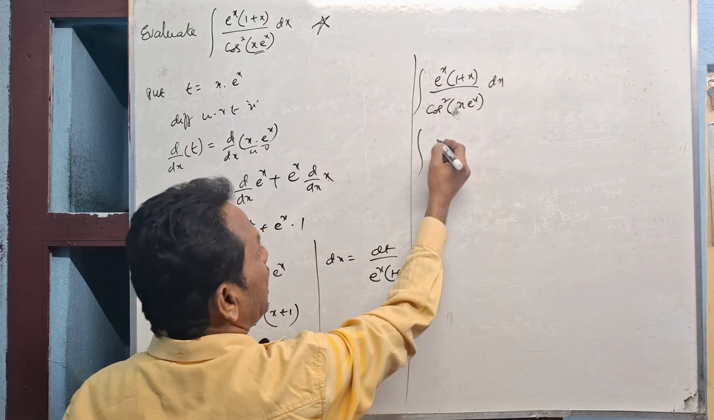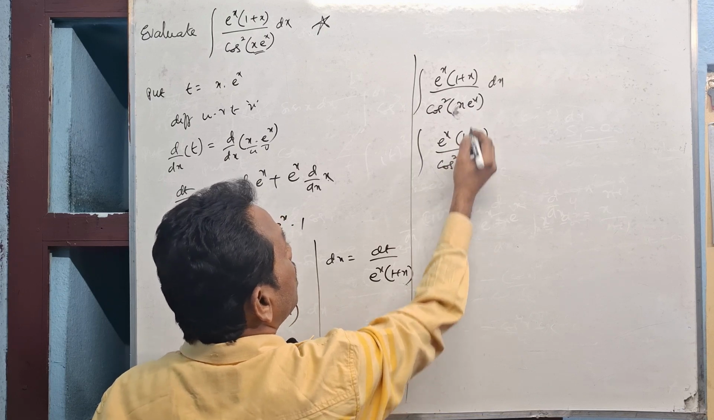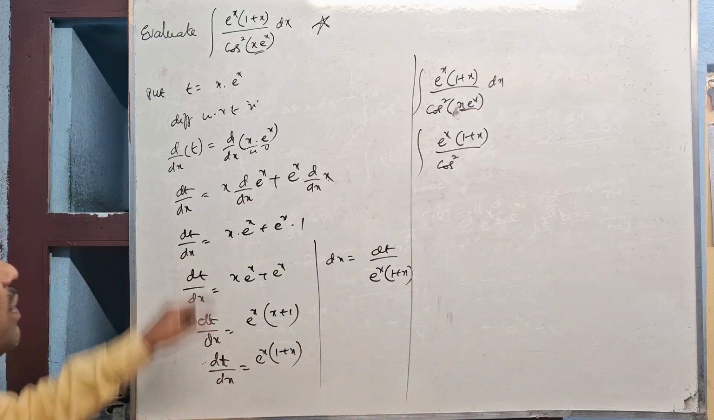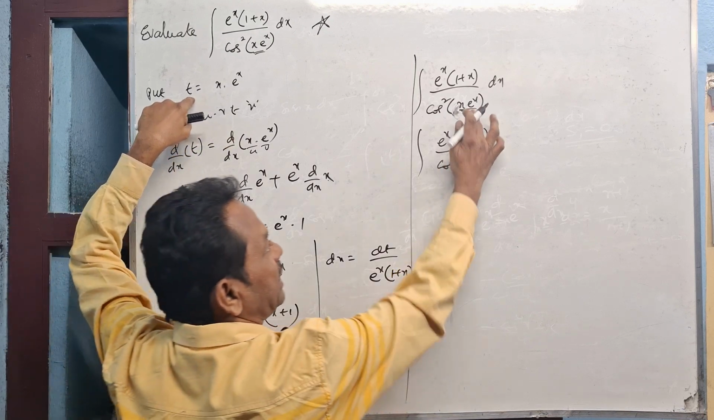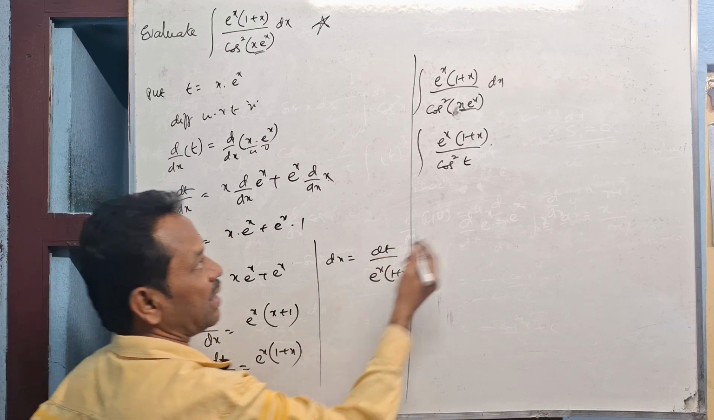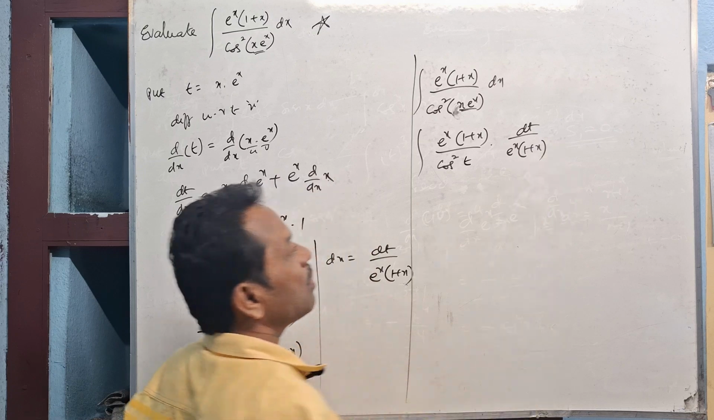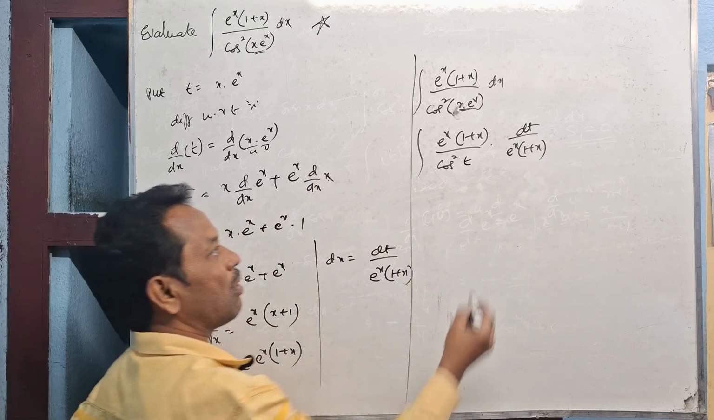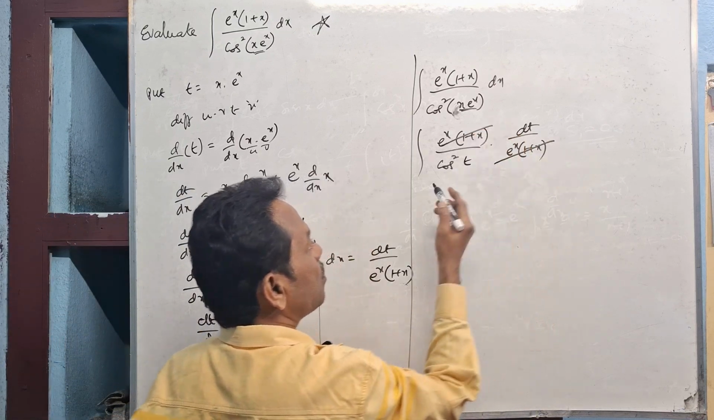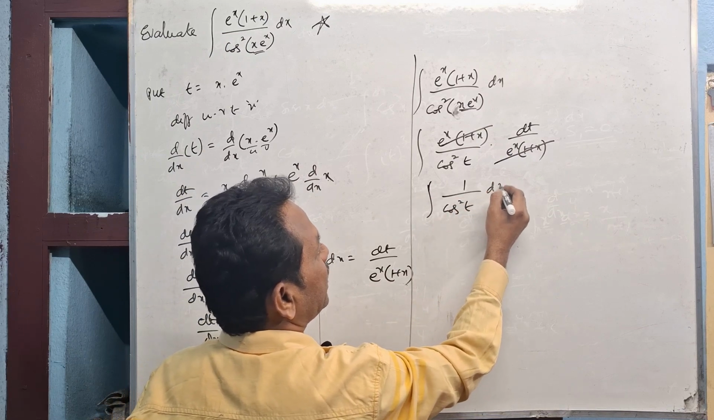Now let me take the numerator as it is, e power of x into 1 plus x, divided by cos square. The value of x into e power of x is t. So here let me take cos square t, and in the place of dx, you can write dt by e power of x into 1 plus x. People understood? Now we can cancel these two. So here we have 1 by cos square t dt.